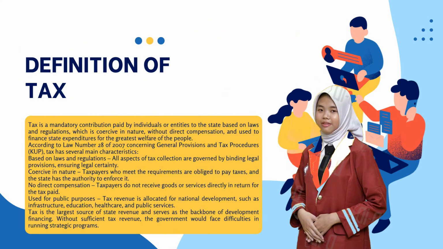Used for public purposes: tax revenue is allocated for national development, such as infrastructure, education, healthcare, and public services. Tax is the largest source of state revenue and serves as the backbone of development financing. Without sufficient tax revenue, the government would face difficulties in running strategic programs.